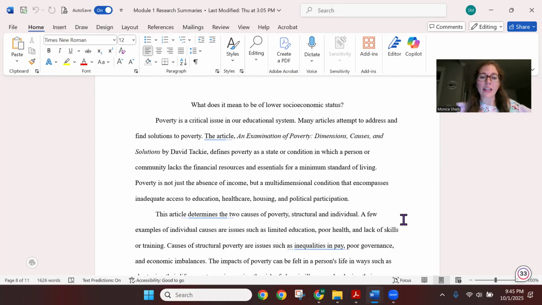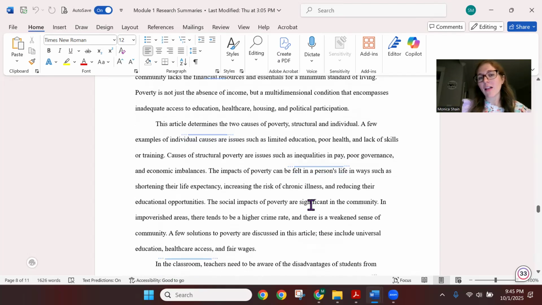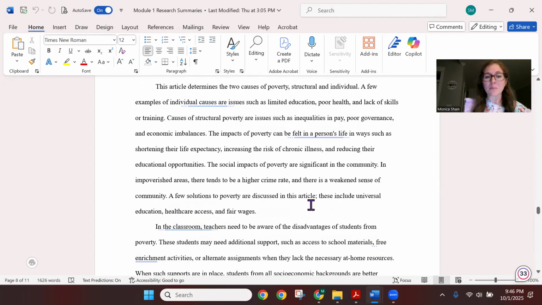For individual poverty, it looks at the causes such as limited education, poor health, and lack of skills. Whereas structural poverty in our community are issues such as inequities in pay, poor governance, and an economic imbalance. One thing I learned from this article is that students who face low socioeconomic status often have a shortened life expectancy. They're not able to access the medical care that they need. And they also have a higher risk of developing a chronic illness for that same reason.